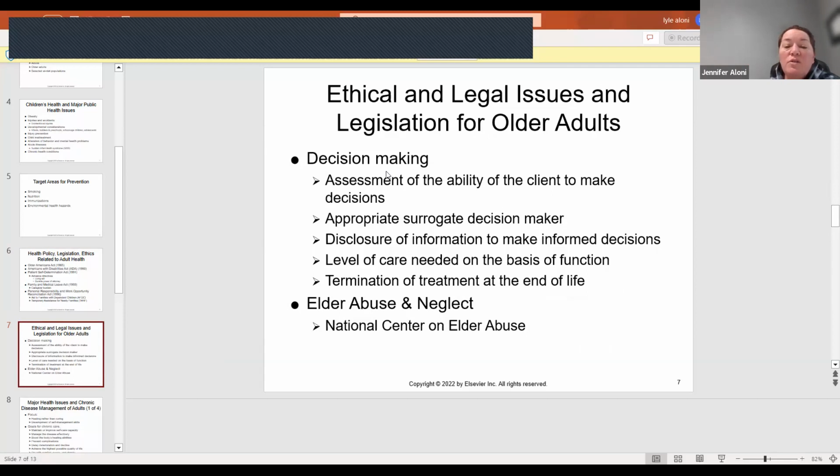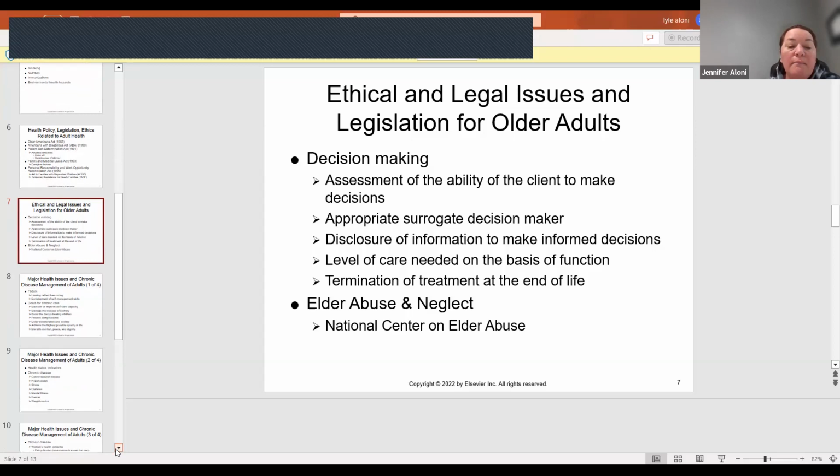When we're helping our older adults, we want them to make sure that they're making their own decisions and disclose information to them so they can understand. Level of care is on basis of function, and termination and treatment at the end of life is something we'll look at with hospice and home care, but something to think about. So our big one with our older adults is going to be abuse.